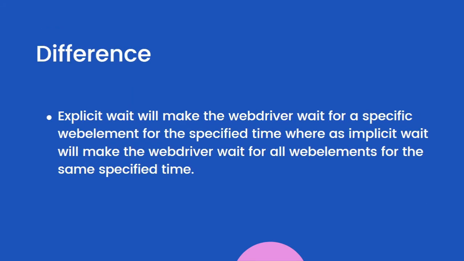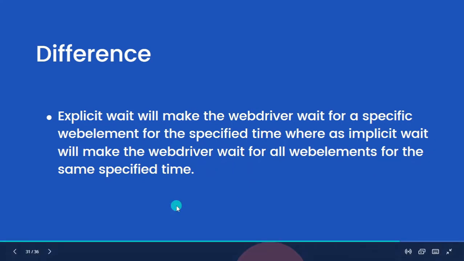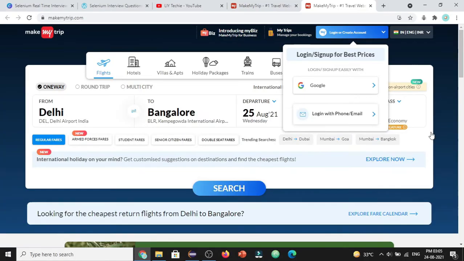So let's see the difference between the explicit wait and the implicit wait. The main difference is that explicit wait will make the WebDriver wait for a particular web element for the specified time, whereas implicit wait will make the WebDriver wait for all the web elements for the time which we have specified. When you take this application and define the implicit wait in your script, that implicit wait is applicable to all the web elements of this page. So it is applicable to this Google button, the login with phone or email ID button. So it is applicable to all the web elements of the application.